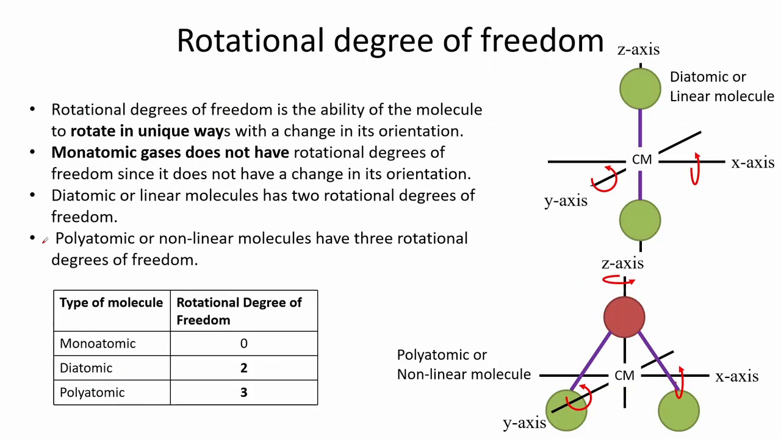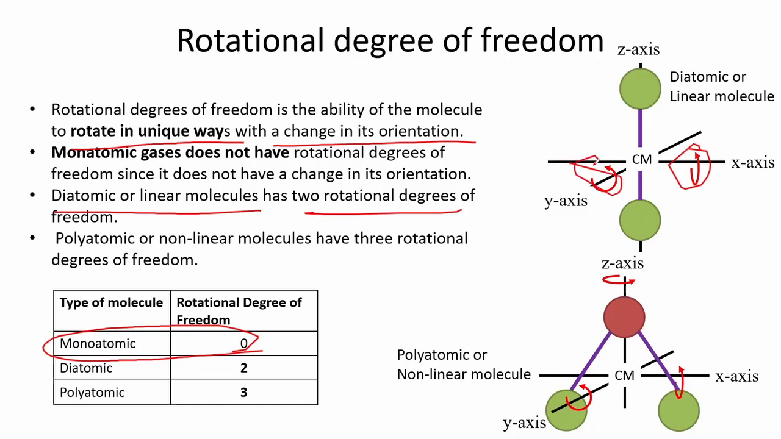Rotational degrees of freedom is the ability of the molecule to rotate in unique ways with a change in its orientation. Monatomic gases do not have rotational degrees of freedom since there is no change in orientation. Basically, it would appear the same even if it is rotated, and this is because its center of mass is in the middle position. Diatomic or linear molecules have 2 rotational degrees of freedom, which are the ones not intersecting the 2 atoms and its center of mass. Polyatomic or nonlinear molecules have 3 rotational degrees of freedom.